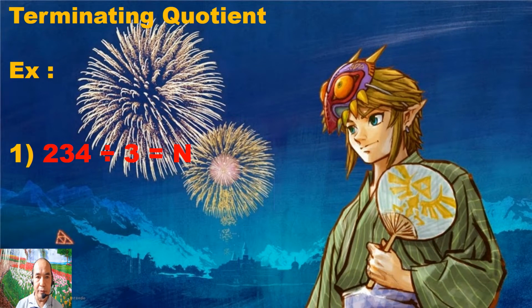Let's take example number 1, and we will try to determine whether this division process will end up in a terminating quotient. What do you mean by terminating quotient again? It will end up with no remainder at all. It will have an ending part. We can apply the rule of divisibility in this example, and we don't need to do the actual division to know whether these numbers can end up in a terminating quotient. We can simply apply the rule of divisibility.